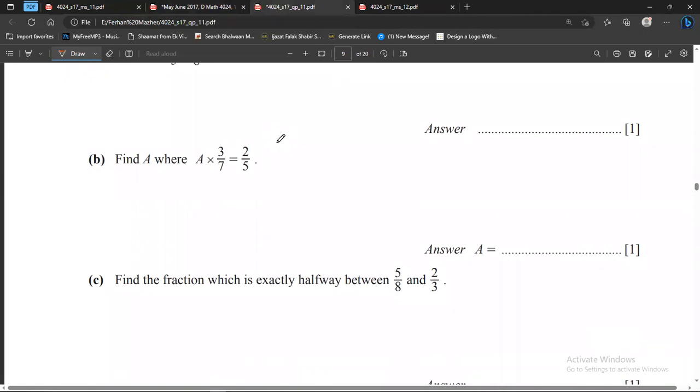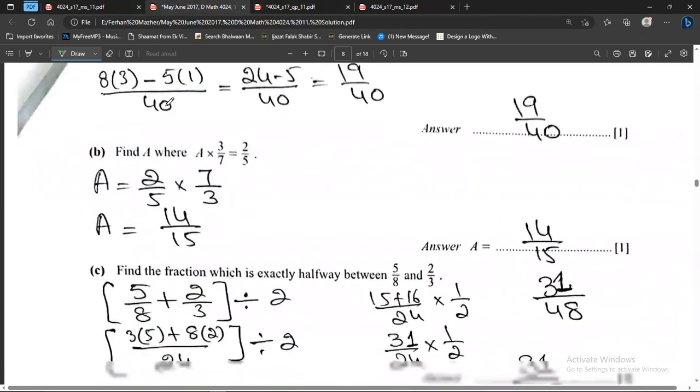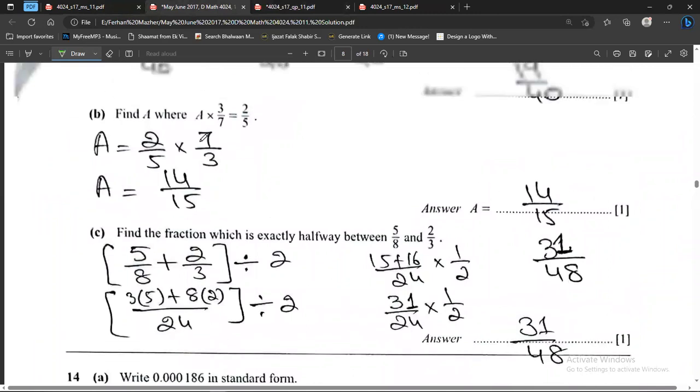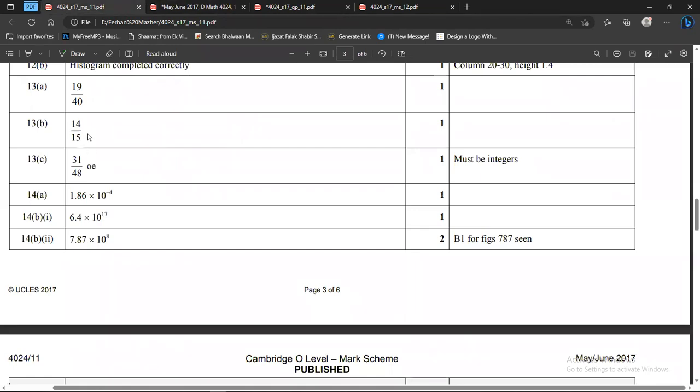Question number 13, its B part. He says find A where A multiplied by 3 by 7 is equal to 2 by 5. So A will be 2 by 5 multiplied by 7 by 3. That is 14 by 15. So 14 by 15 is the answer, sir.